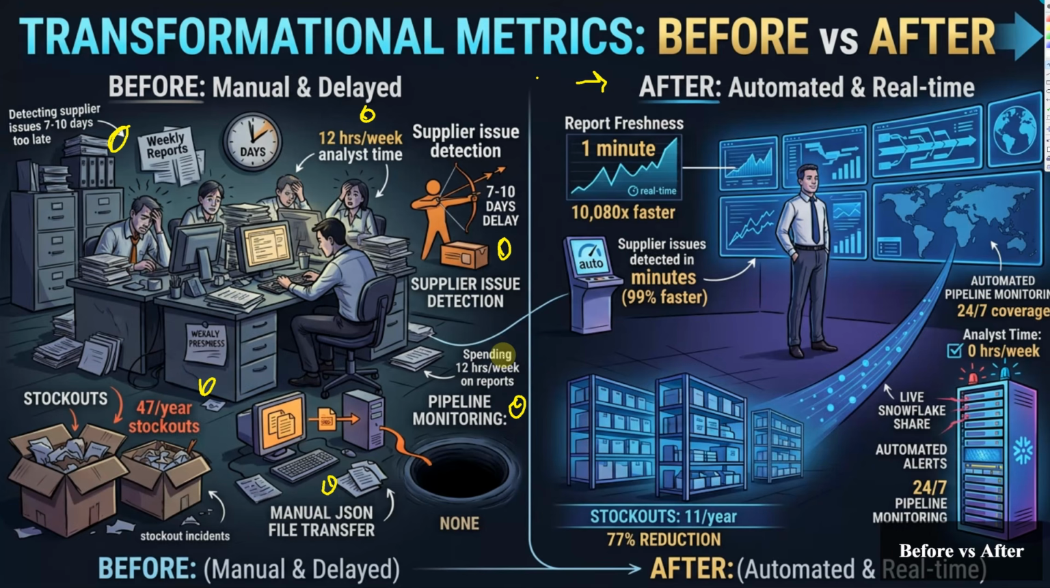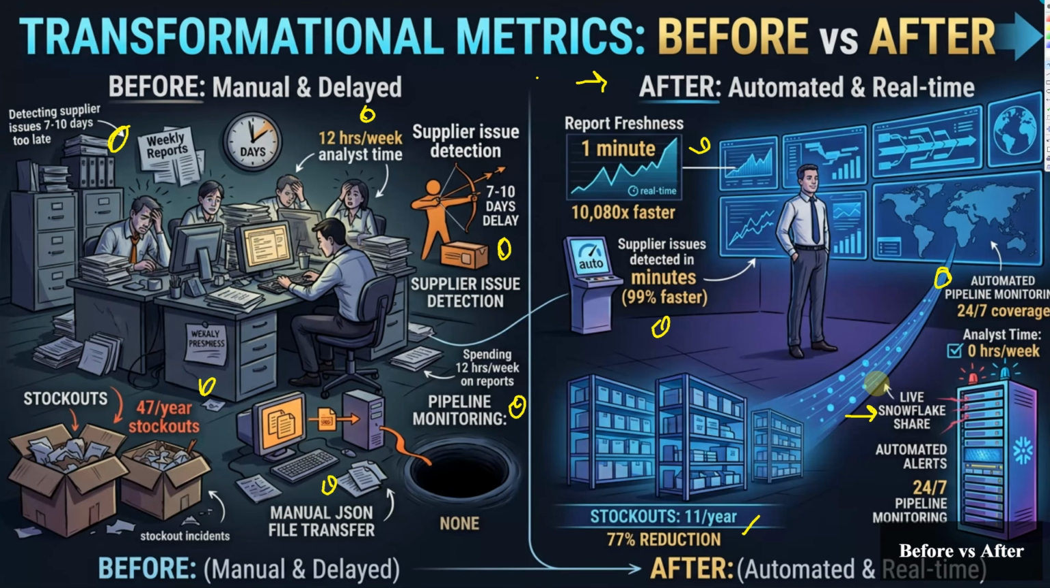Report freshness will now be around 1 to 2 minutes, which is 100x faster than weekly. Analyst reporting time would be 0 hours per week because we are going to automate everything. Supplier issues will get detected within a few minutes, which is 99x faster. Stockout incidents have dropped drastically from 47 to 11, which is around a 77% reduction. Partners now query live data directly via Snowflake data sharing. Hence, we can say that there are no file transfers and no delays.